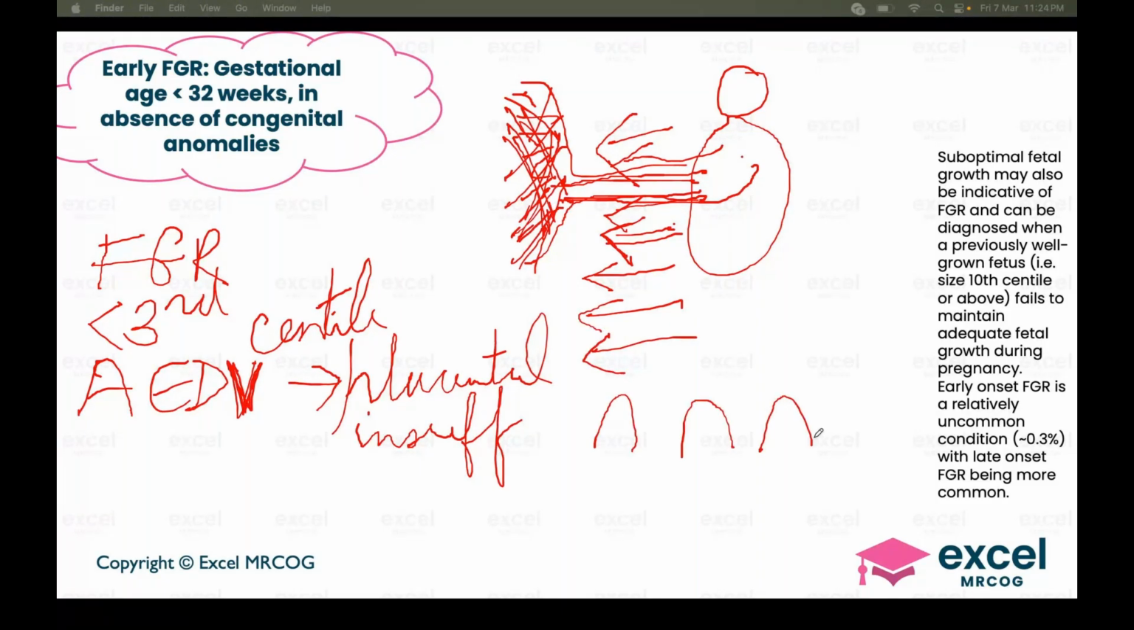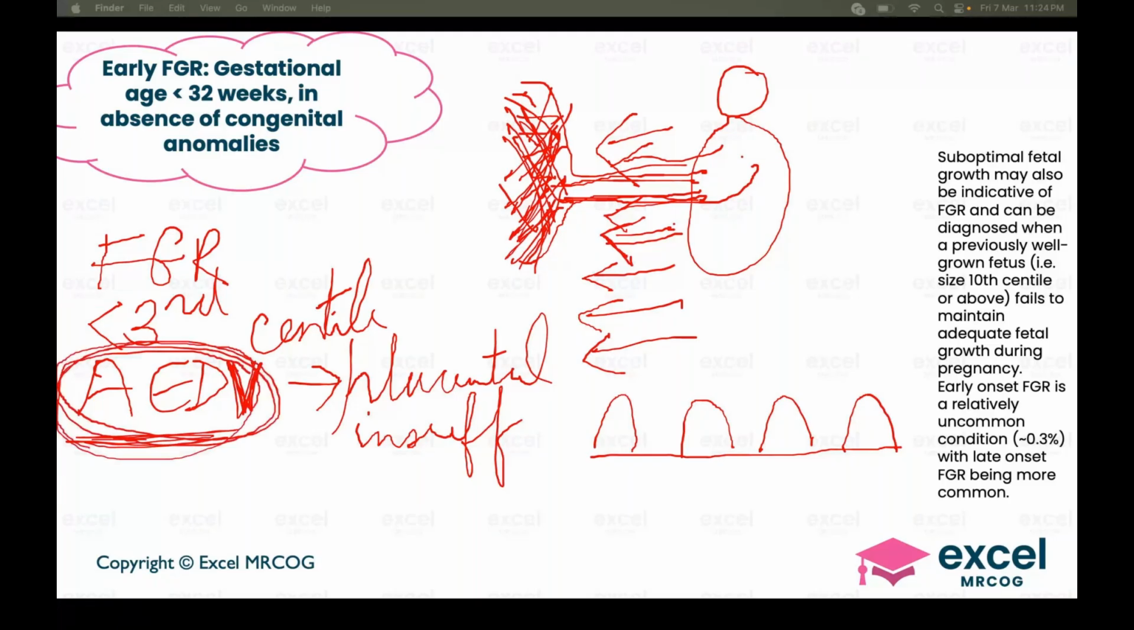This is absent end diastolic flow. When there is absent end diastolic flow, it means that the placental resistance is so high. And this is significant only in early FGR. In late FGR, you very rarely have absent end diastolic flow or reversal. Why? It is pretty obvious, because absent end diastolic flow means the insufficiency of the placenta is so much that it does not let the baby grow. And it happens early on because it is severe, and that is why it is early FGR.